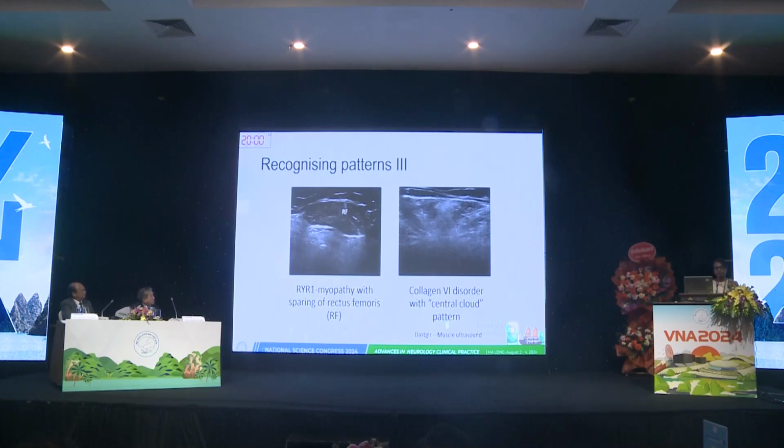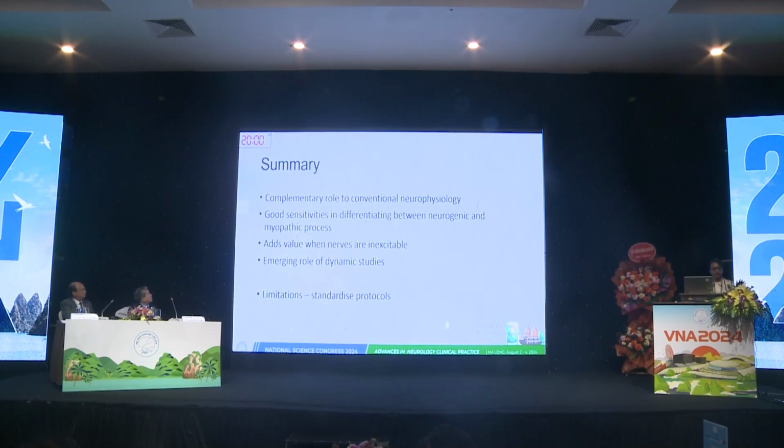And finally, for kids, you can look at specific types of myopathy where, with this one, you have other muscles involved, but the rectus femoris is spared, for instance. And for the collagen 6 disorder, you get the central cloud pattern. So these are things that, if you can identify, help to support the diagnosis so you can target your genetics much better. So in summary, at the end of the day, neuromuscular ultrasound must complement NCS EMG, okay?